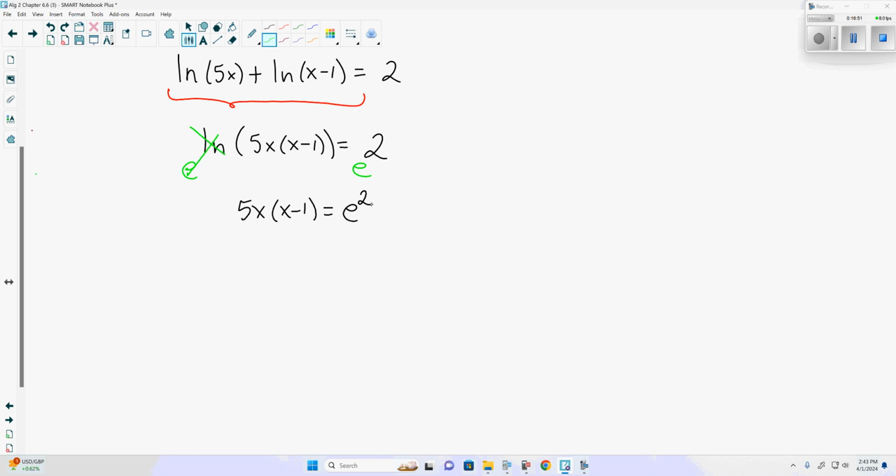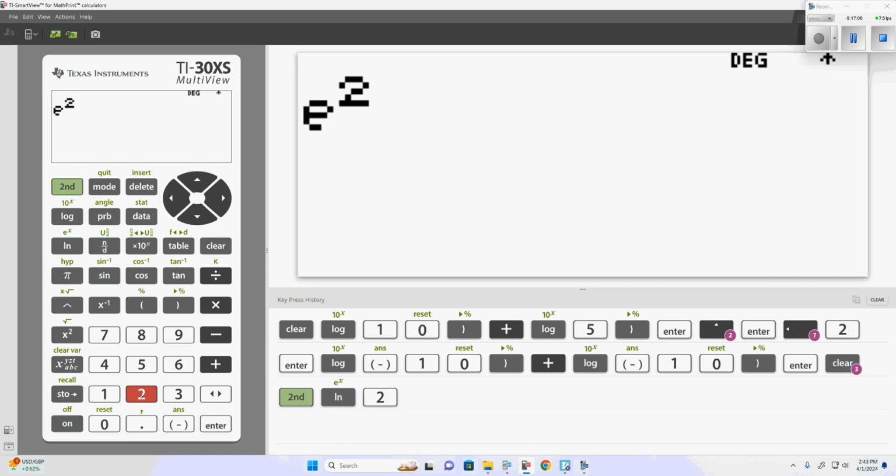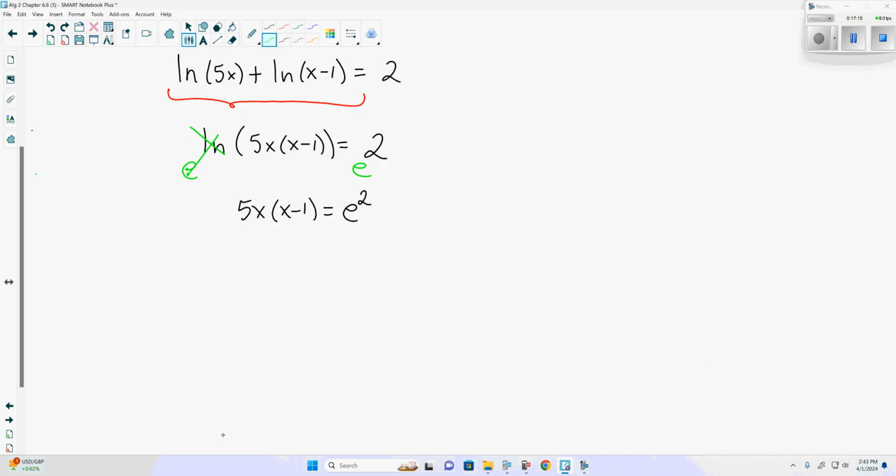So what is e squared? Is it a nice number? No. E is irrational, so squaring it is not going to make it rational. So we're going to leave it as e squared.